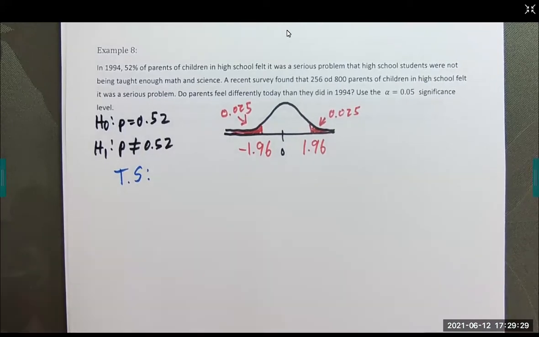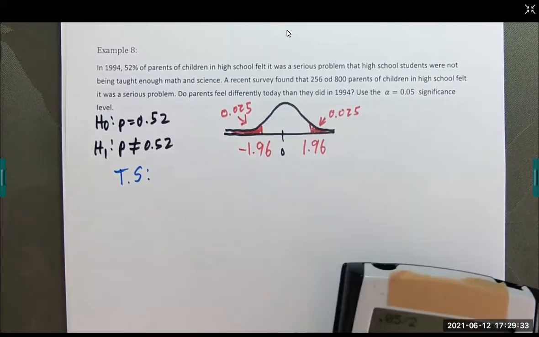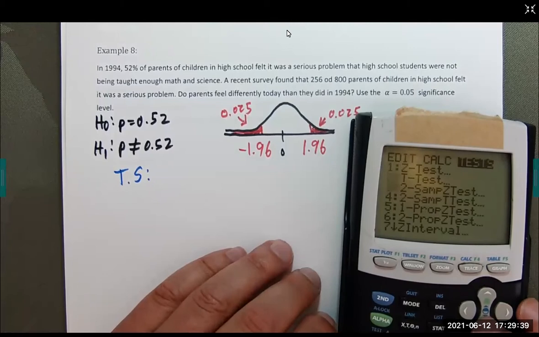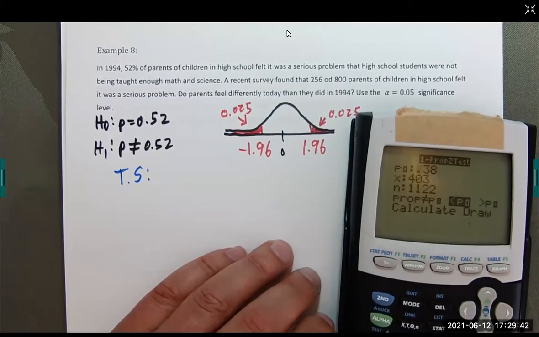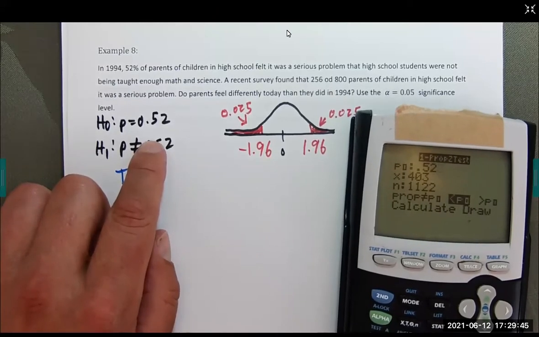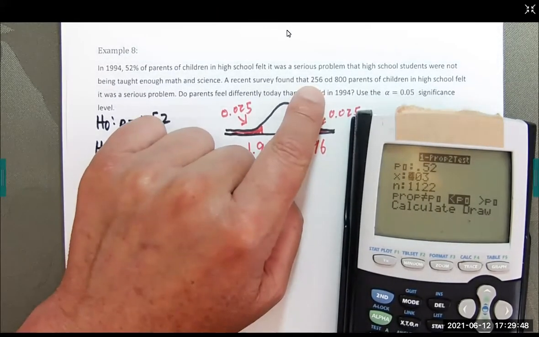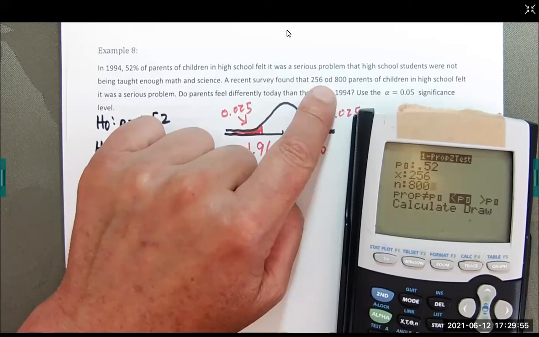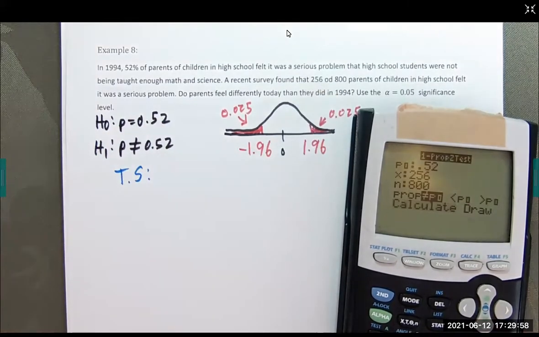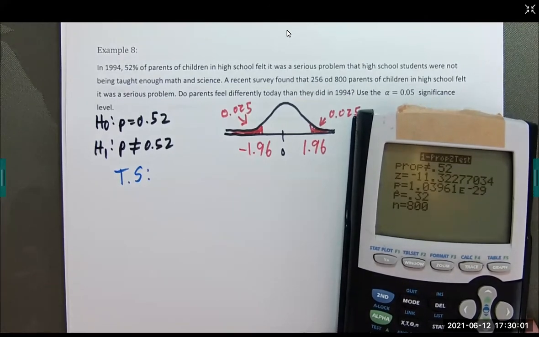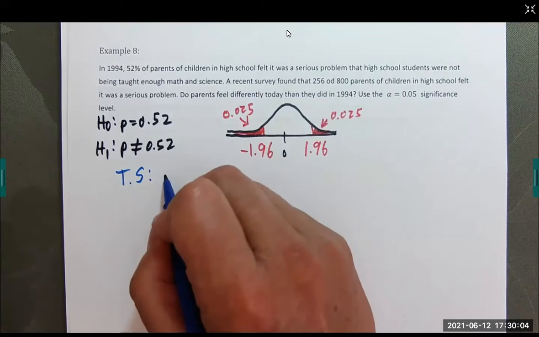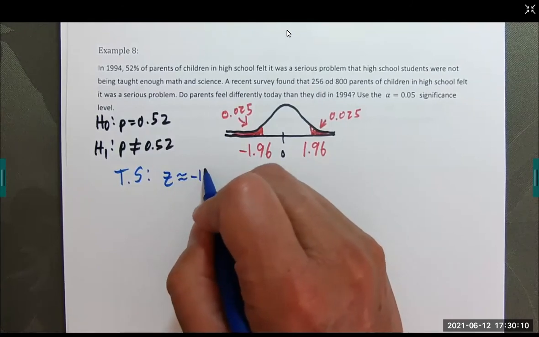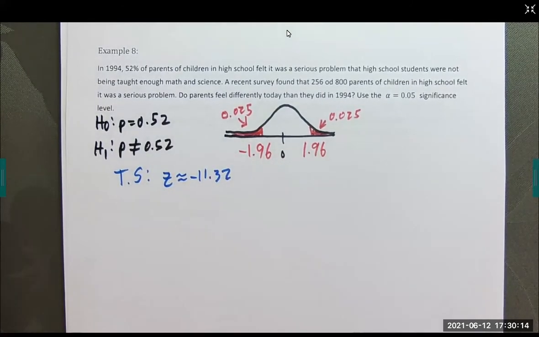All right. So we are stat tests, one prop z test, one proportion z test. We have 0.52. Numerator in this case is 256, 256 of 800. This is a not equal to problem. Let's see what we get. Our z is negative 11. Holy cow. Now, if you remember, a z are the number of standard deviations away from the mean being here. So we are negative 11.32. Wow.